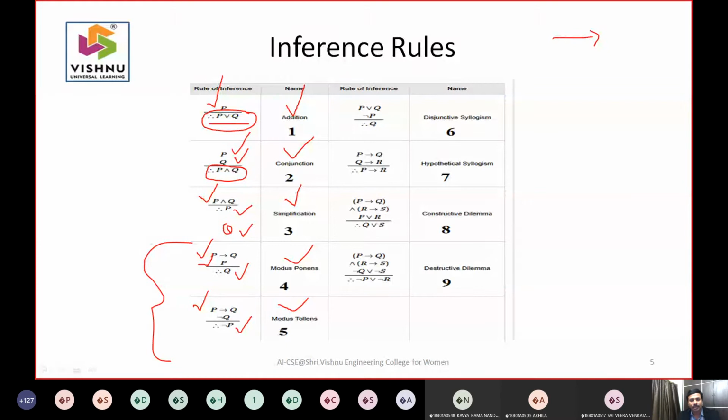Okay. Then we have P or Q, and negation of P was there. When you combine them with R, you will get this Q. This Q is called the inference. This is called disjunctive syllogism. And hypothetical syllogism also, this is what it is.